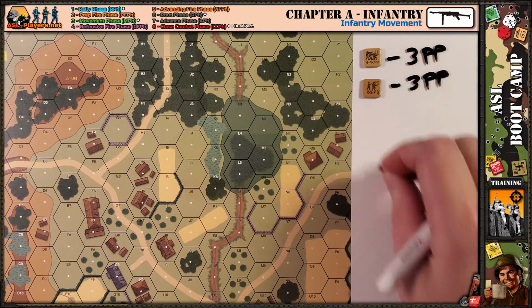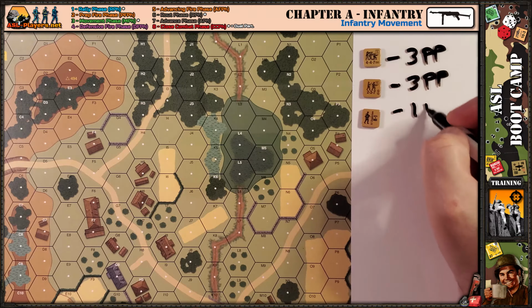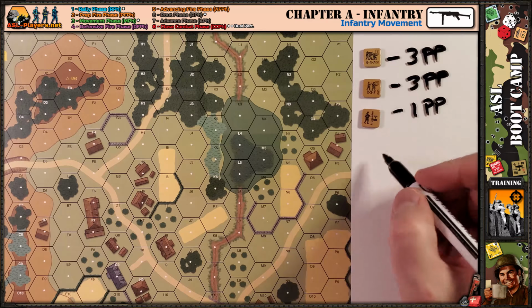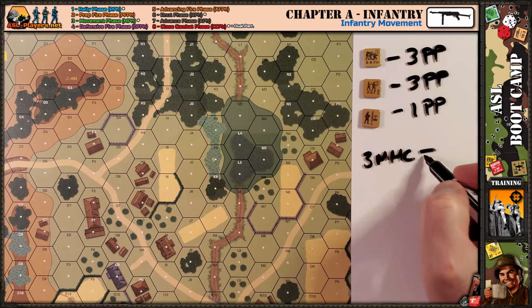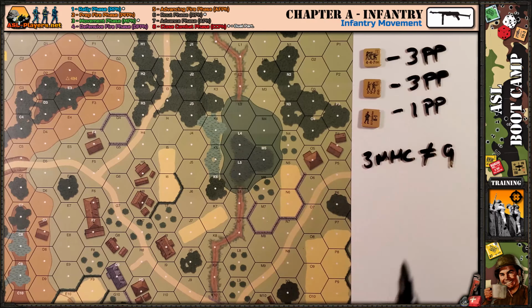And then a single man counter is a leader. It can carry 1 portage point. Now, units cannot combine portage points. In other words, if you have 3 multi-man counters in a hex, that does not mean they can carry a support weapon that has 9 portage points, or one that has 5, without a penalty. Each one has an individual portage point number, and they can each carry individual support weapons.